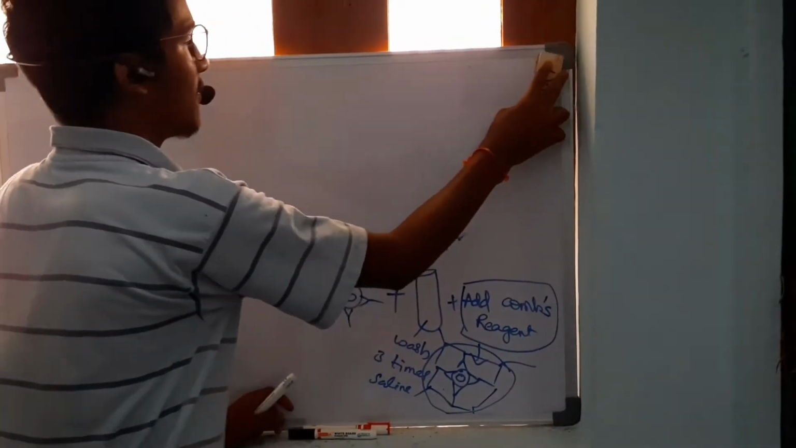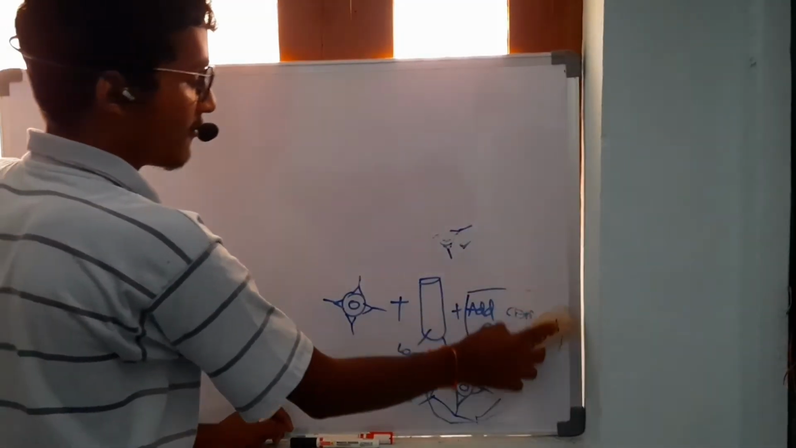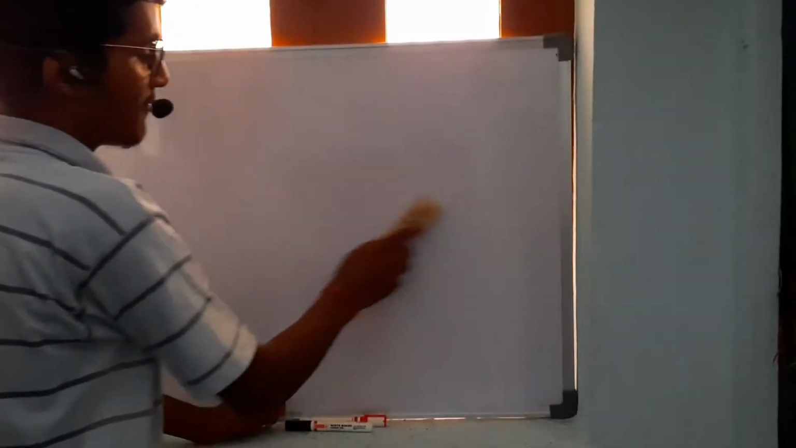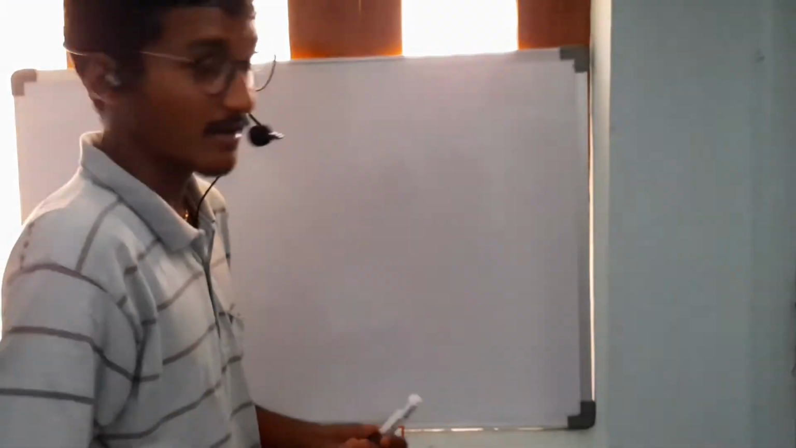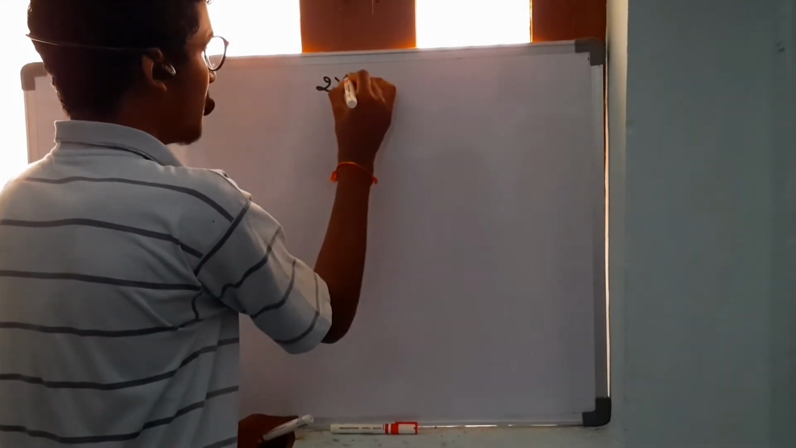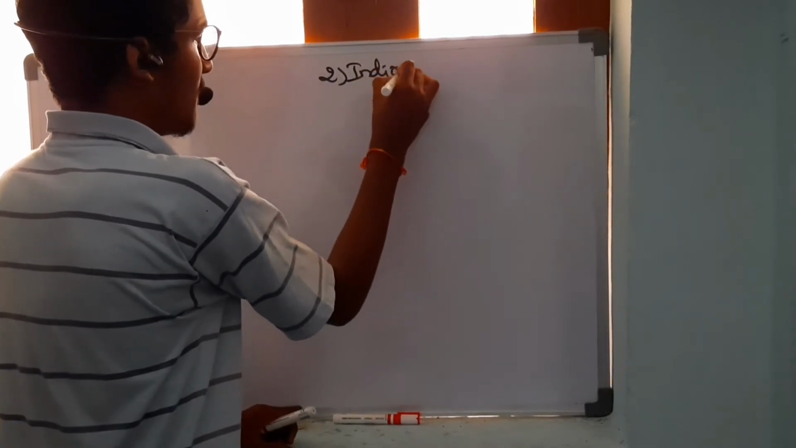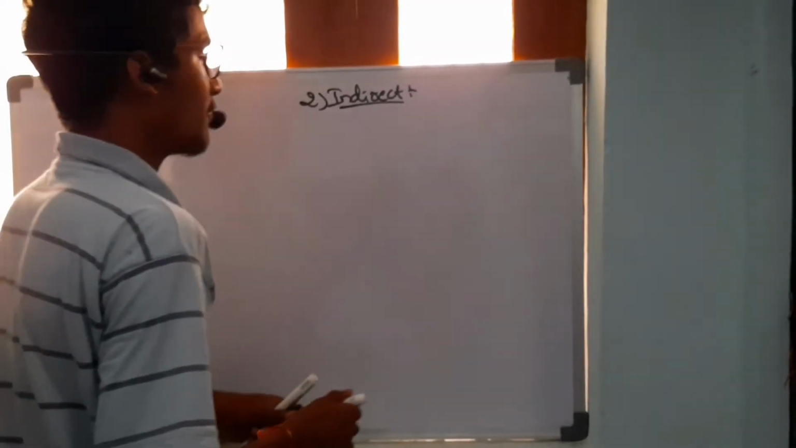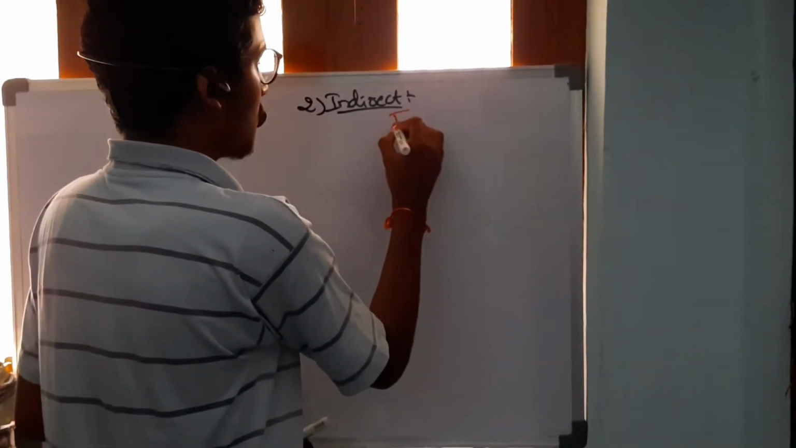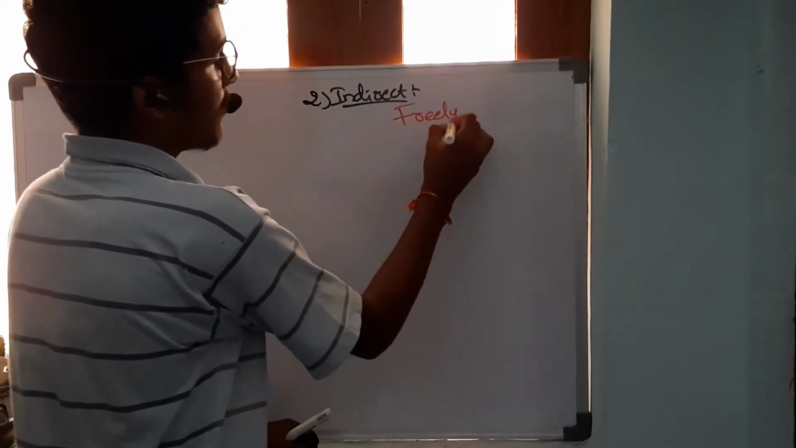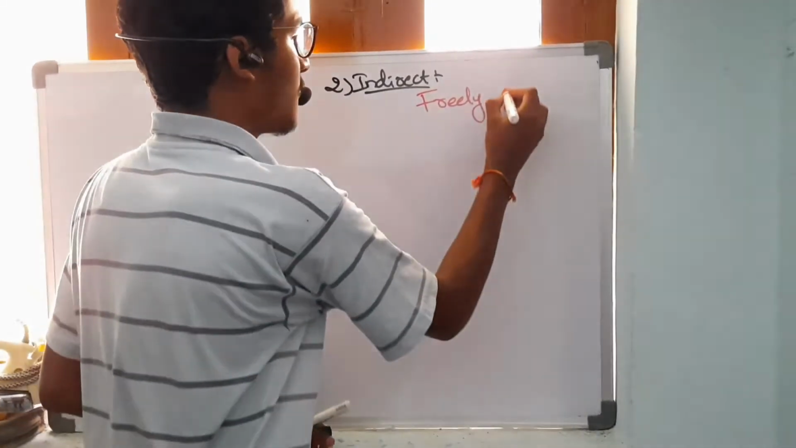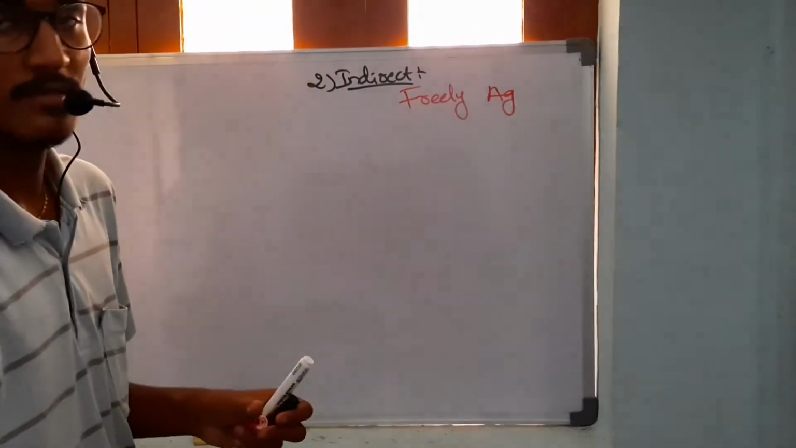The next one is the indirect Combs test. As we discussed previously, the Combs test is classified into how many types? Two types. The first one is the direct Combs test, the second one is the indirect Combs test. Then what is the meaning of the indirect Combs test? It is used to detect antigens present freely in the body.